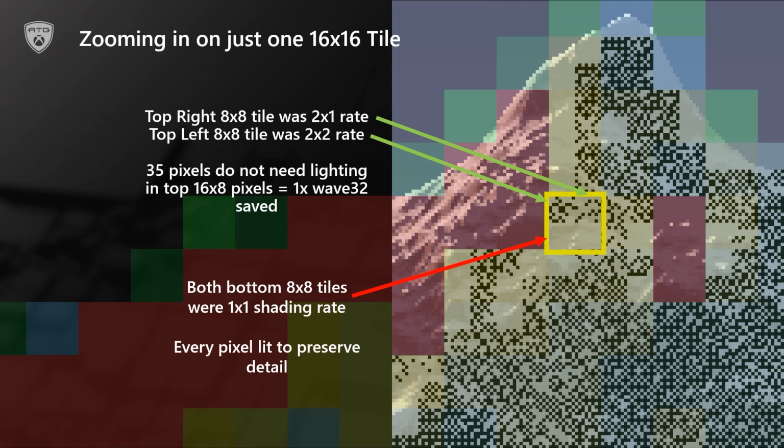In fact, the bottom two tiles, we have some high frequency detail in here, some pixels that are single pixel snow. It could be single pixel specular reaction. It doesn't matter what caused those pixels to stand out, but variable rate shading decided that these two tiles had some important detail and they had to be run at full rate. So even though we have two full rate tiles here, we've managed to get a saving of one wave within the 16 by 16.